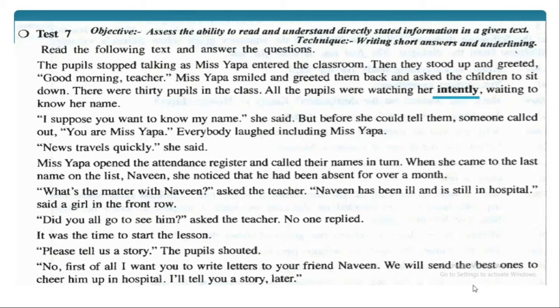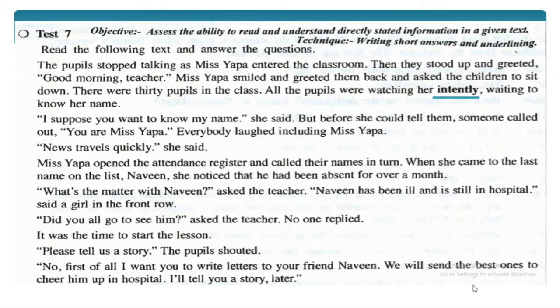This kind of question is testing your ability to read and understand a given text. This is an incident which happened in a classroom with the teacher and the students. Read the following text and answer the questions.